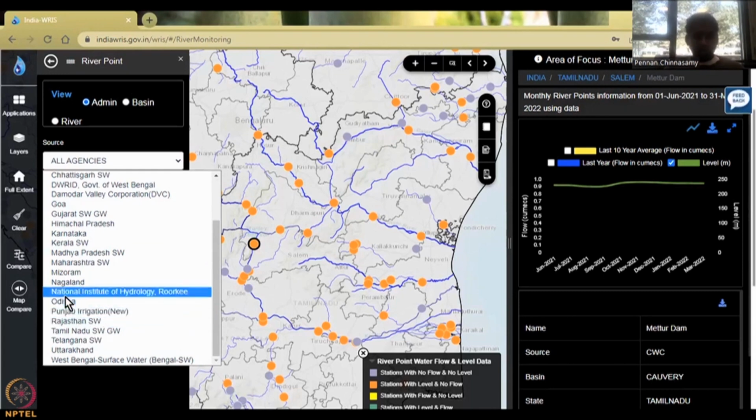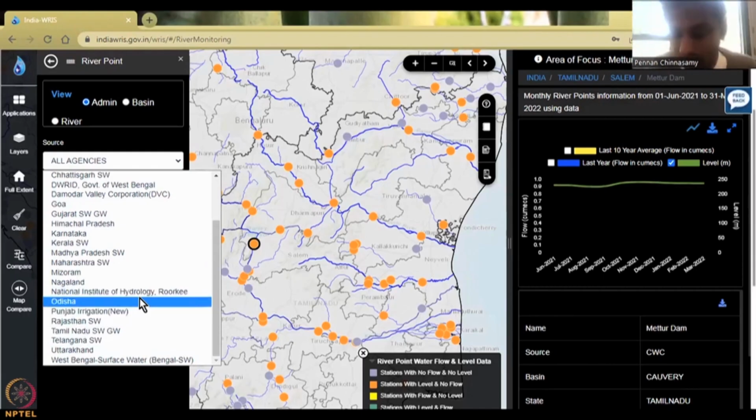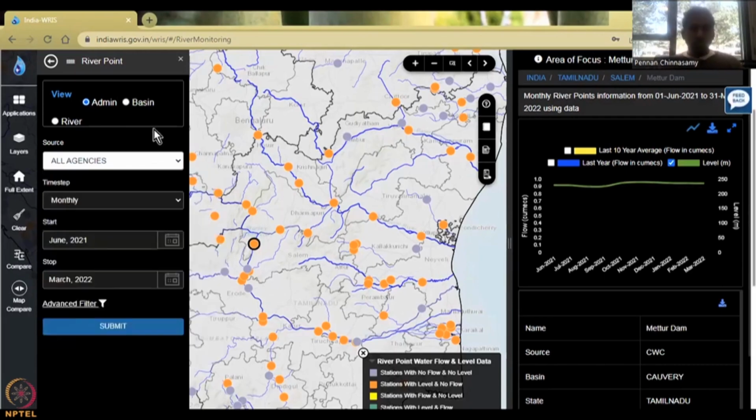We also see the National Institute of Hydrology, Roorkee, which is a very important body of hydrology research in the country. They monitor most of these river data, because they have been given the mandate by the government to monitor and maintain these data. You could see that they also have some stations. So always it is best to have all agencies here and then do this search so that you can get at least the best data.